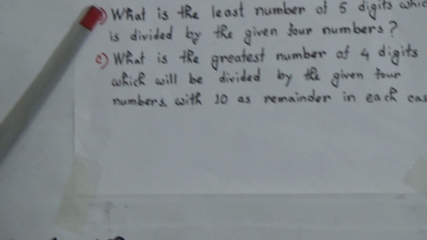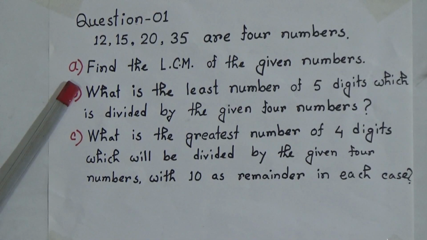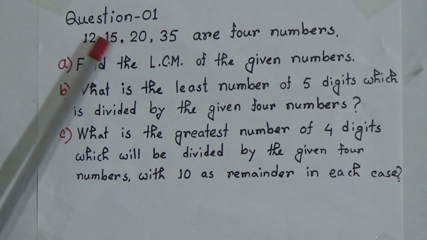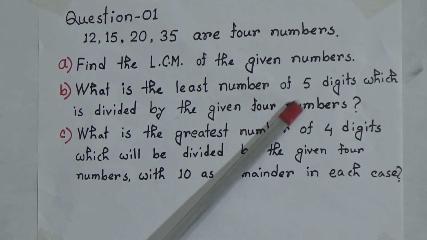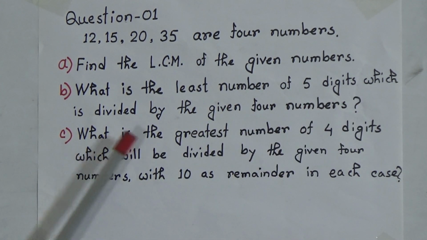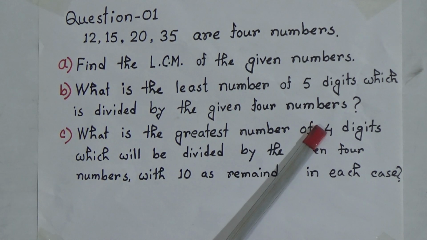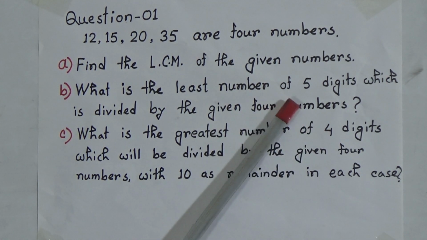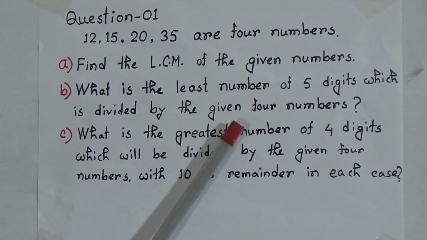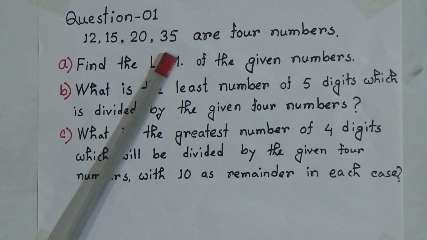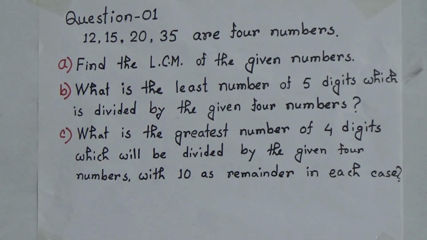Solution of A, no need to discuss, I think so. No need to discuss question A, because you well know how to find out the LCM. There are 4 numbers, and you have to find out the LCM here. Then activity B: what is the least number of 5 digits which is divisible by the given 4 numbers? We have to find a number which is a 5 digit number, and that number will be the smallest. And that number must be divisible by the 4 numbers: 12, 15, 20 and 35.